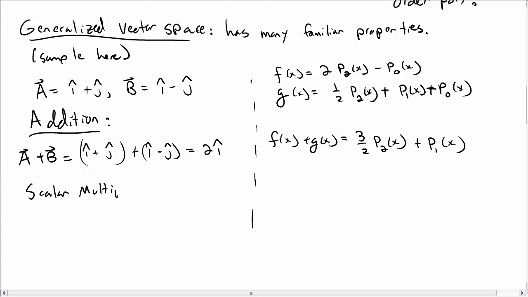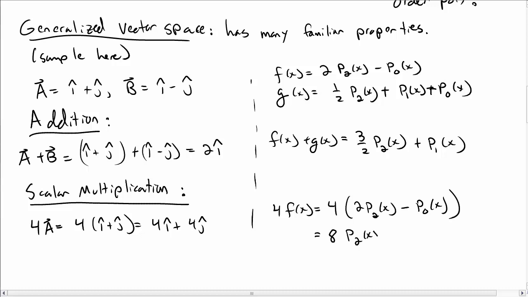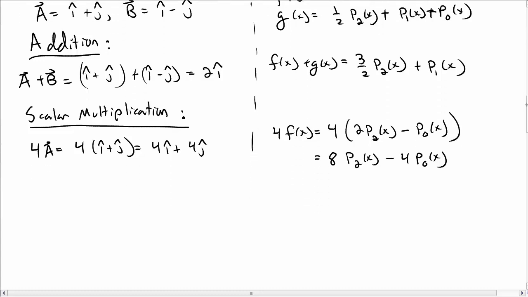I can also do scalar multiplication. In particular, I can take a number and multiply it by a vector, and it's still a vector. So in this case, I get 4i hat plus 4j hat if I multiply 4 times a. I can take 4 times f of x, which means I can distribute it through into my vector, and I get another polynomial, 8p2 of x minus 4p0 of x. Again, another polynomial, so I get another vector at the end of the day.